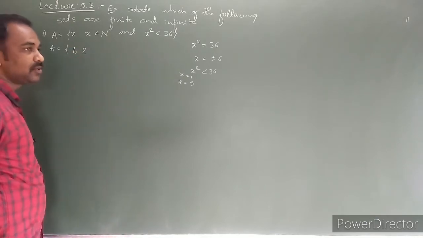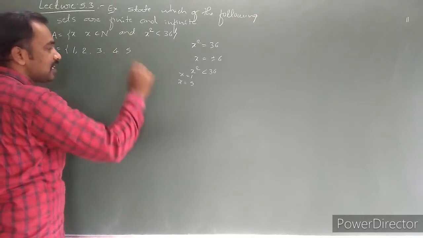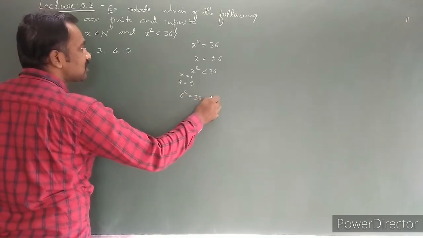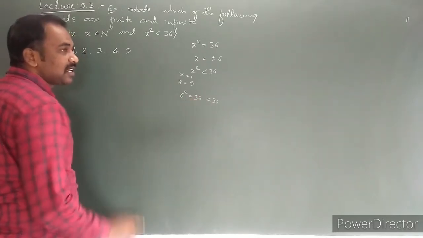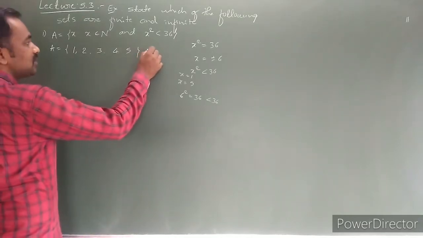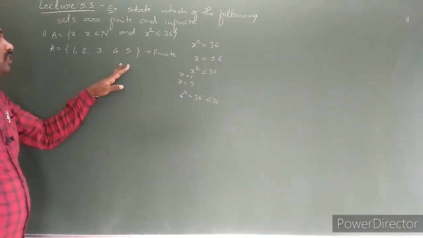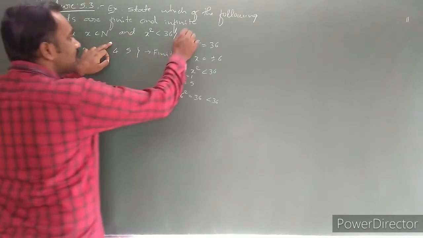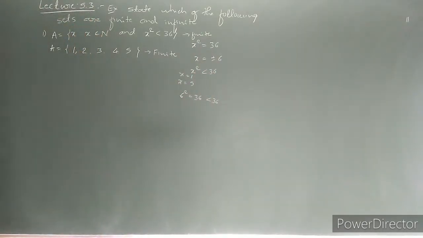If I take x as 2, yes, this is also possible. Next 3, 4, 5, yes. If I take x equal to 6, what happens? 6 square is equal to 36. Is 36 less than 36? It is equal, but here the condition is less than, so it is not true. Therefore, only these elements are present. That means it is a finite set. There is no need to write the roster form; if you get the point, you can directly conclude it. Here it is a finite set. That's all. Now the next one.